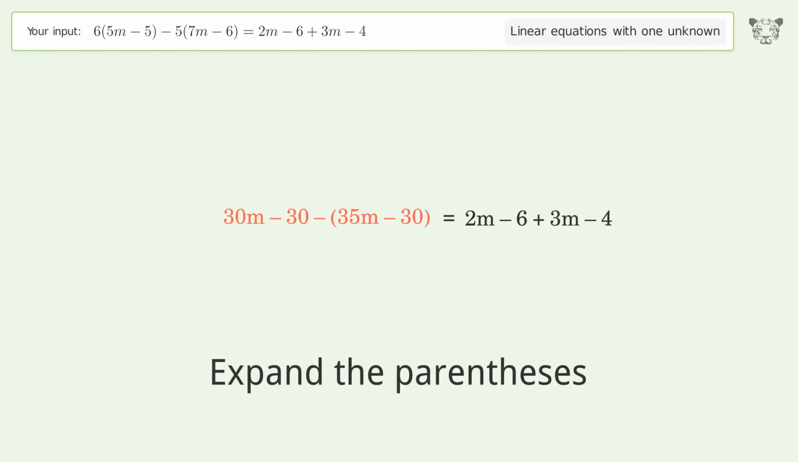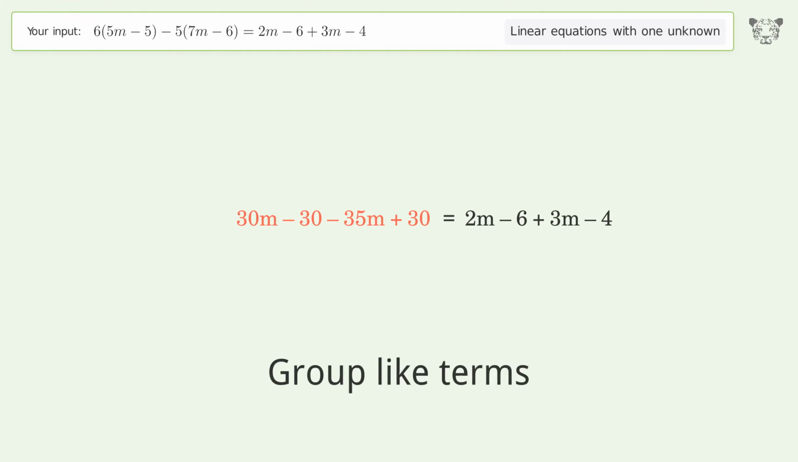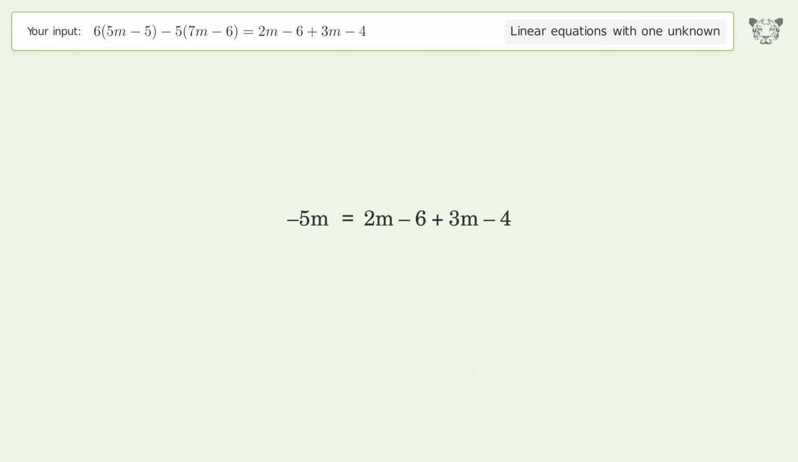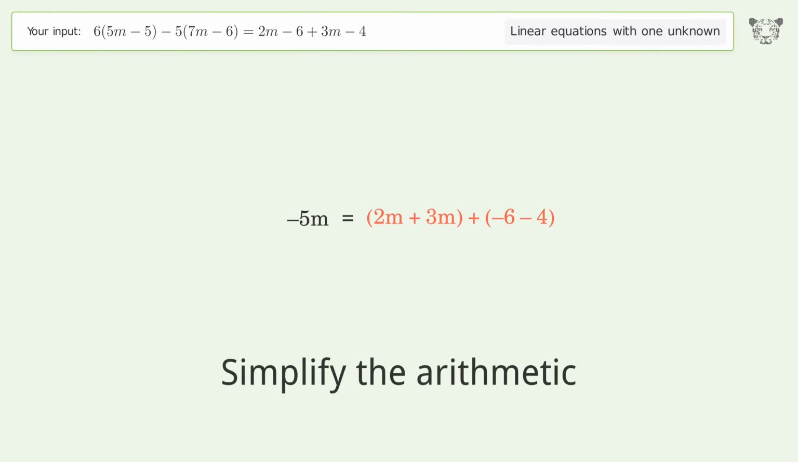Expand the parentheses. Group like terms. Simplify the arithmetic. Group like terms. Simplify the arithmetic.